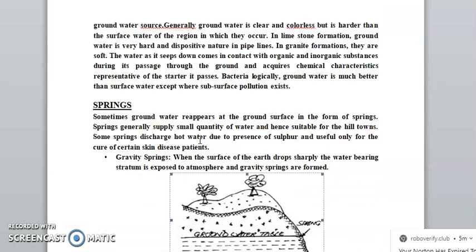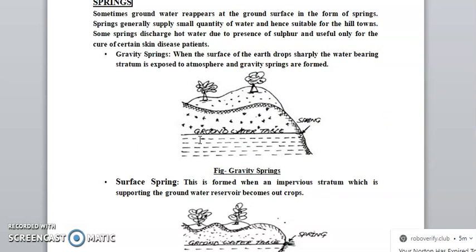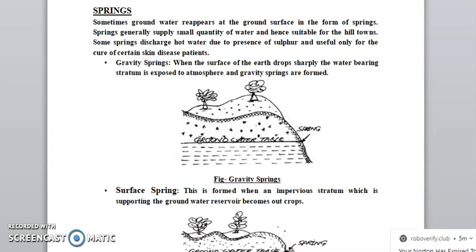Okay, one by one we will go. Spring. You can see the figure of the spring. Sometimes water reappears at the ground surface in the form of springs. Springs generally supply small quantities of water and hence are suitable for hilltops. Some springs discharge hot water due to the presence of sulfur and are useful to certain skin disease patients.